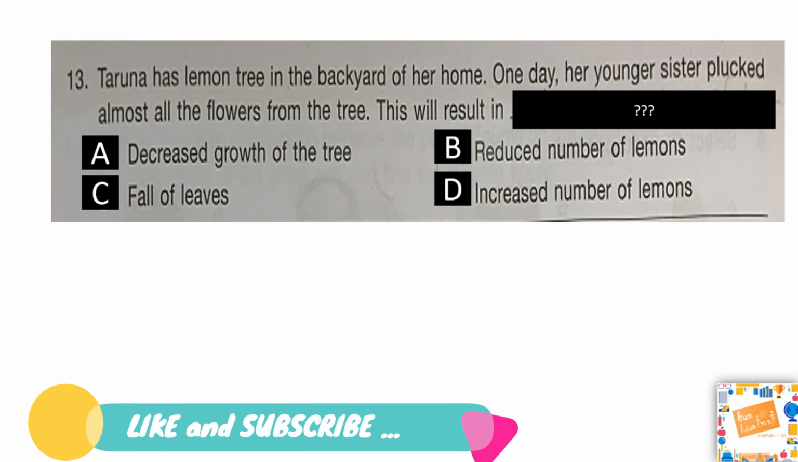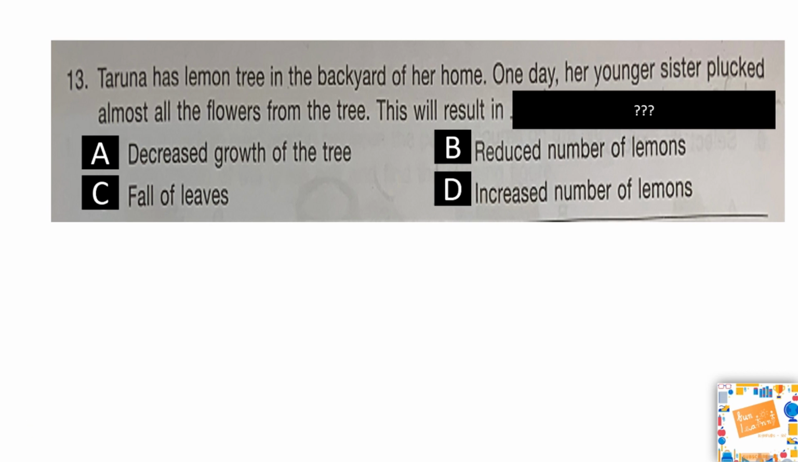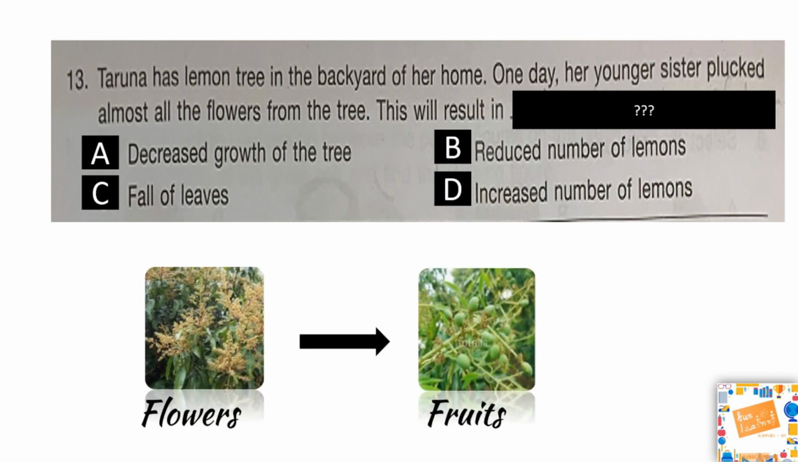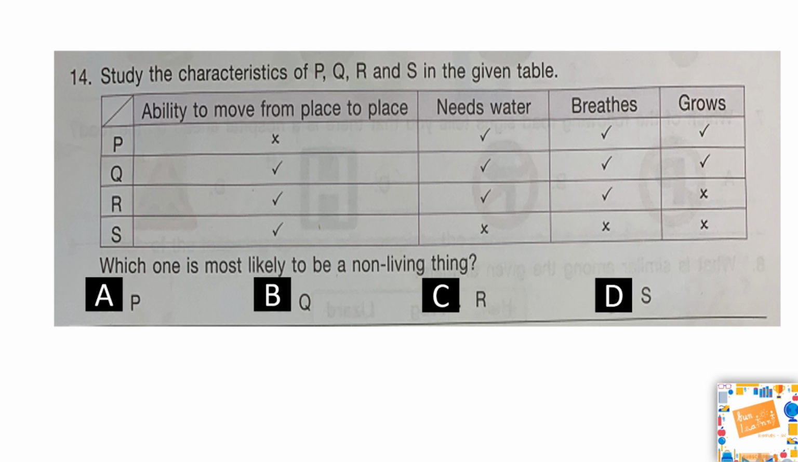Well, I hope you've got this correct. Let's revise the concept that flowers convert into fruits and lemon is the fruit in this case. So reducing the flowers means reducing the number of lemons. That is option B. Next question.